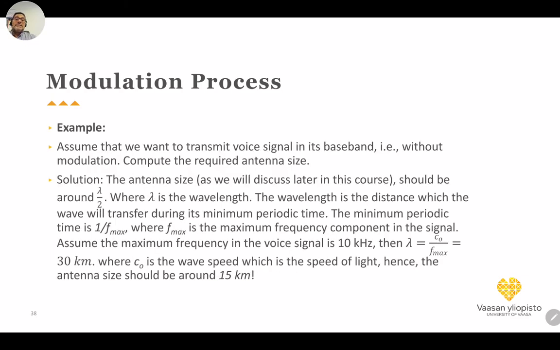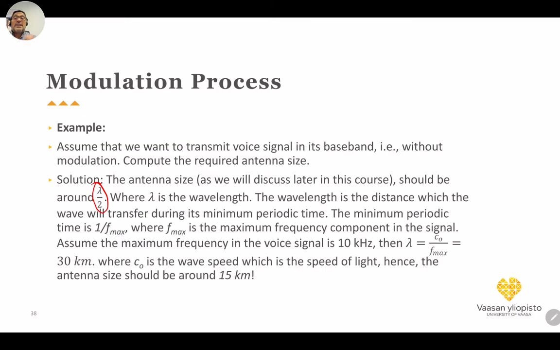Okay, let us take this example to see the impact of transmitting the signal without modulation, only on the antenna size. The antenna size, we will see later, should be around lambda over 2. What is lambda? Lambda is the wavelength. The wavelength is the distance which the wave will travel during its minimum periodic time. If you have a sinusoidal signal, you remember the minimum period T is the minimum time required for the signal to repeat itself.